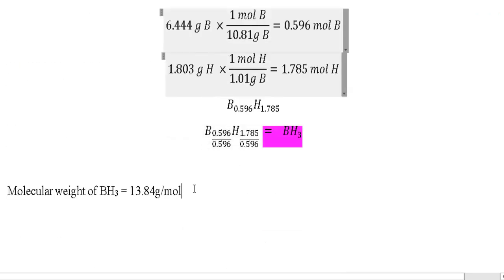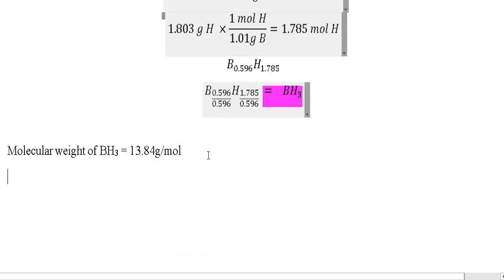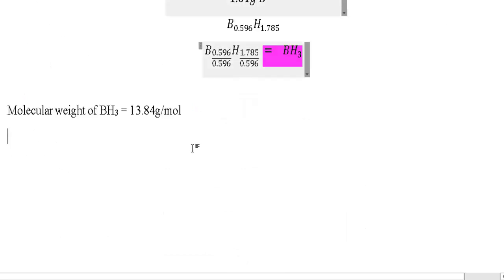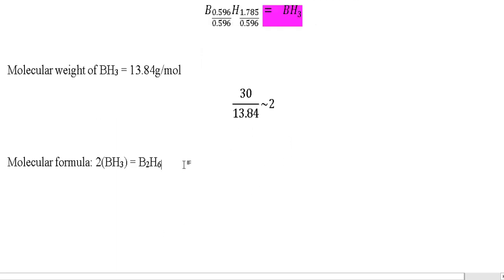So what we need to do is figure out the molecular formula. One way to do that is to take that 30 grams and divide it by 13.84 to get the factor. The factor I'm getting is about 2. So let's multiply this by 2. We'll get B2H6. So the molecular formula B2H6 we got from the empirical formula BH3. Let's go ahead and figure out the molecular weight of this.